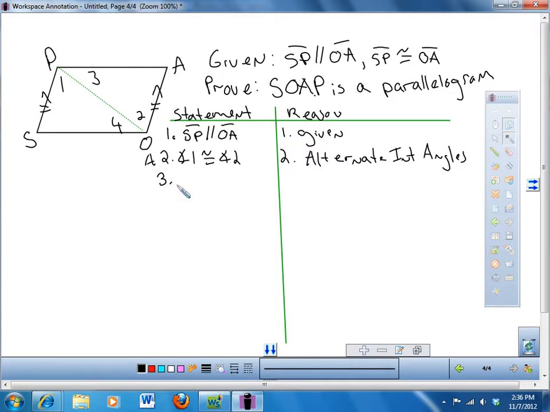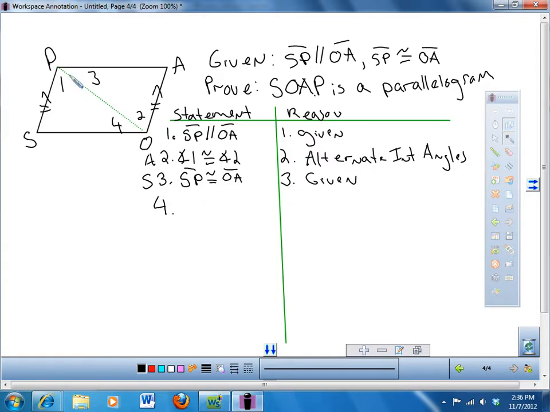Now, what else do I need to use in my proof? Right, that these two sides are congruent. So now I'm going to list my next piece. SP is congruent to OA, and that is what? That's given. Alright? So now I have a side.